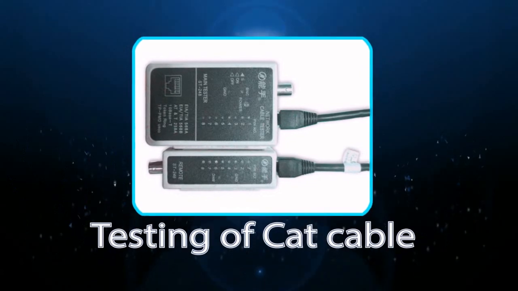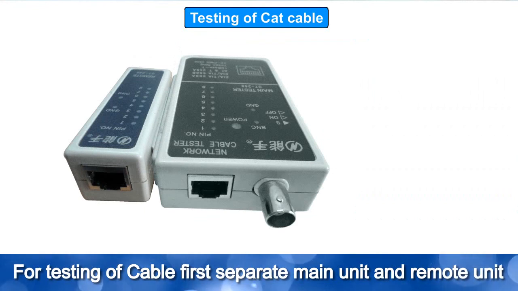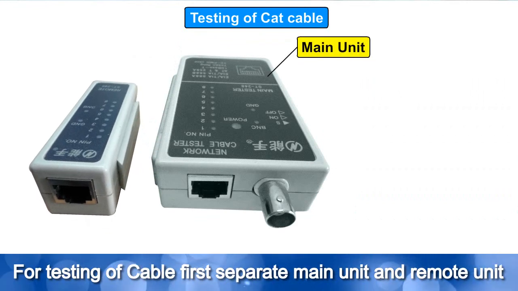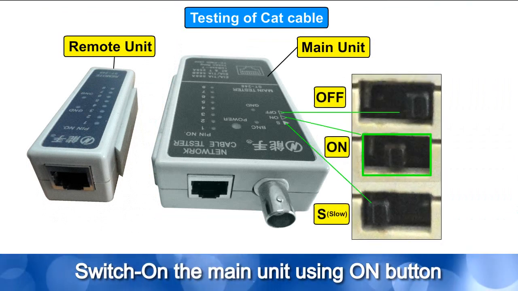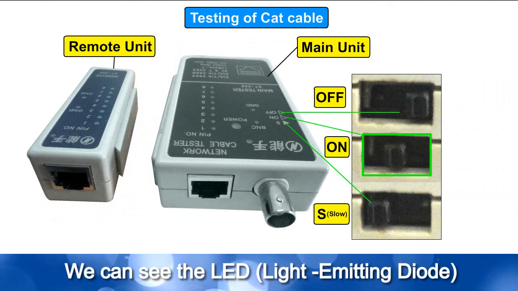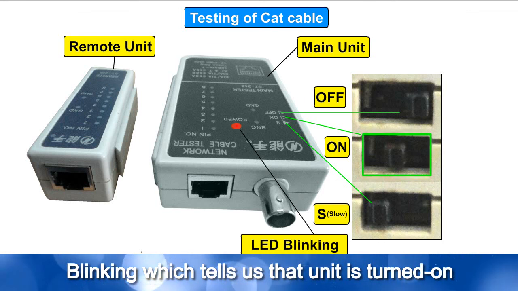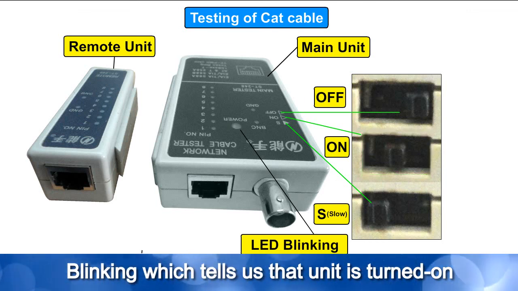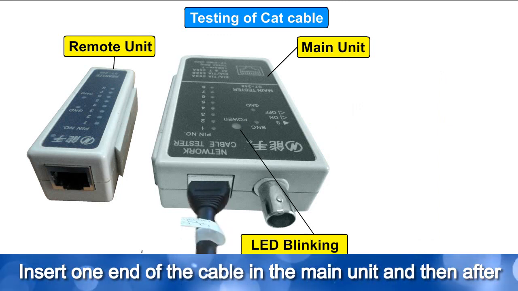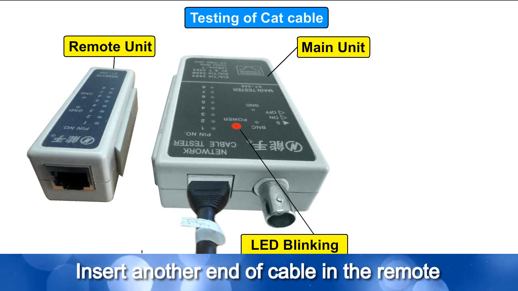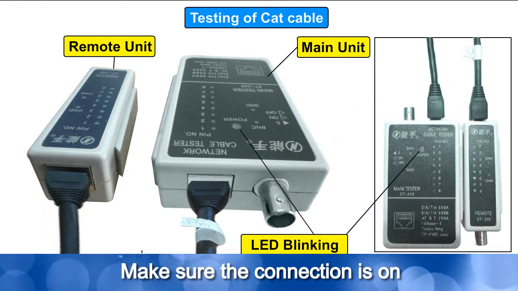Testing of Cat cable. For testing the cable, first separate the main unit and the remote unit. Switch on the main unit using the on button. We can see the LED, light emitting diode, blinking, which tells us that the unit is turned on. Insert one end of the cable in the main unit and then insert the other end of the cable in the remote. Make sure the connection is on.